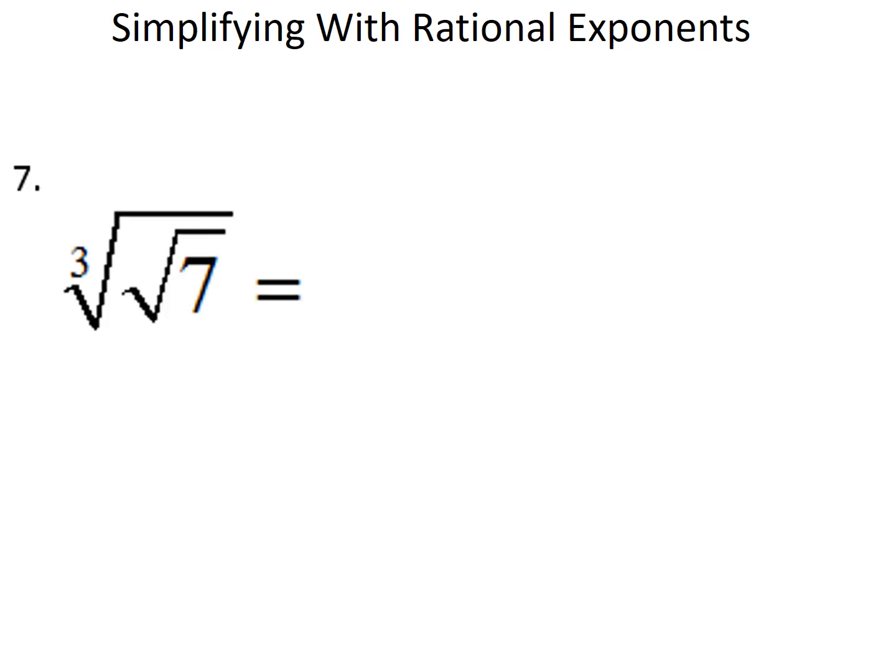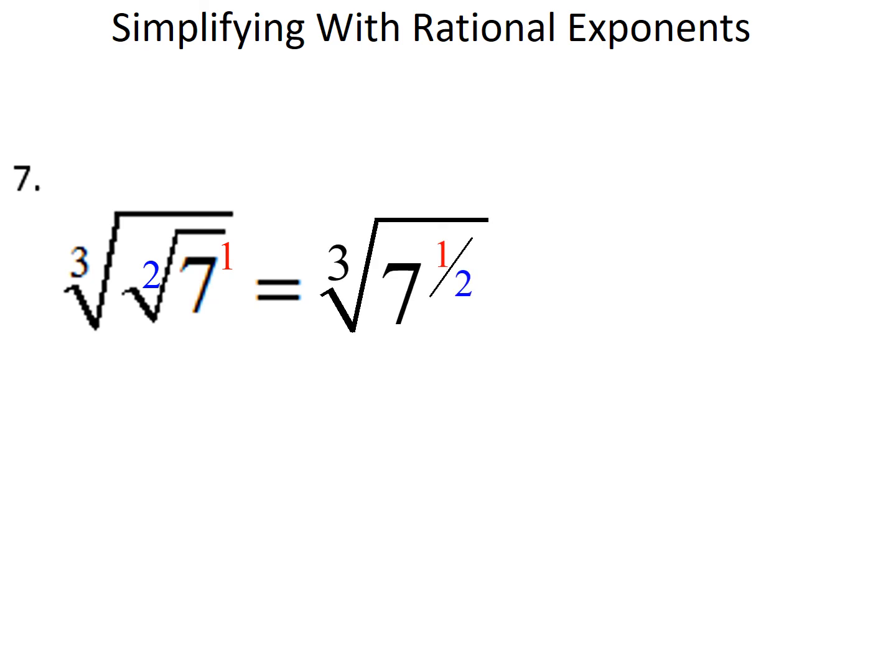Whoa, what is this? Simplifying with rational exponents. This is a radical within a radical. So I see the square root of 7, and whatever that answer is, I'm taking the cube root of that answer. Let's just go ahead and put in our values here. It helps sometimes.